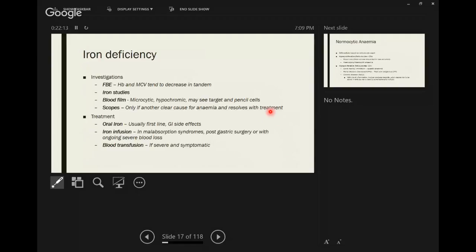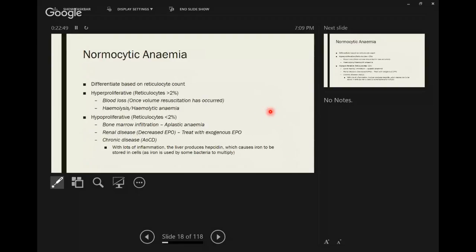And scopes, you only don't do if it's, for example, a 25-year-old woman with very heavy periods, which then corrects once you give oral iron. So treatment, oral iron's usually first line, but there are GI side effects. So you can give an iron infusion instead in malabsorption syndromes, because an iron infusion is given IV. Post-gastric surgery or with severe ongoing blood loss, or if they can't tolerate GI side effects, some people are particularly susceptible, and blood transfusion if it's severe and symptomatic. So usually hemoglobin less than 80 is when we transfuse.